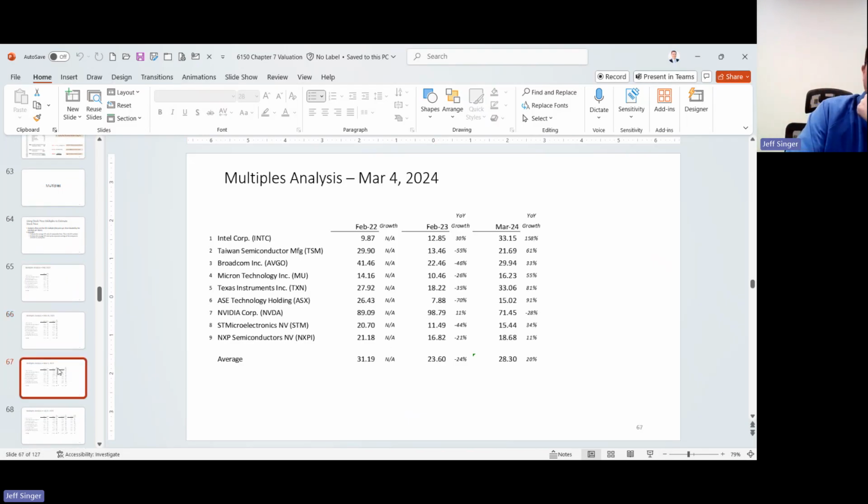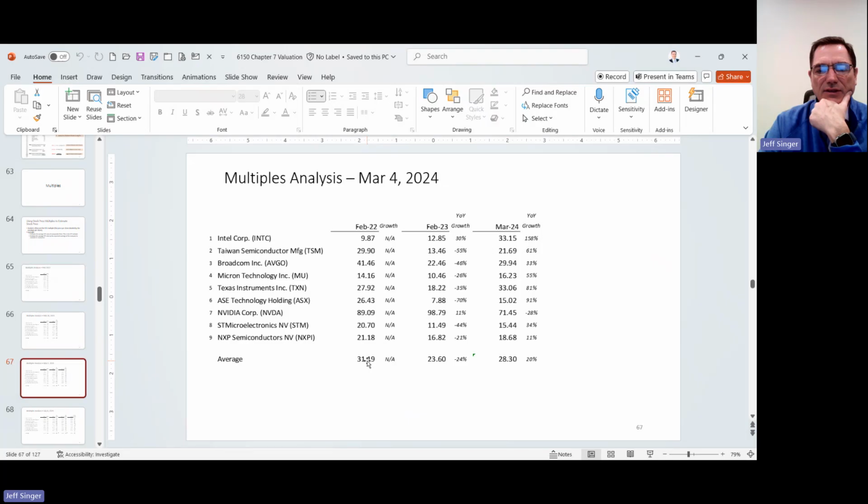Okay, and then March 24, this was a year ago actually today, and you can see that Intel really skyrocketed. And then some of these others came back, but most interestingly enough, NVIDIA came down. And what you have now is an average that is better than 23, but still less than February 22.